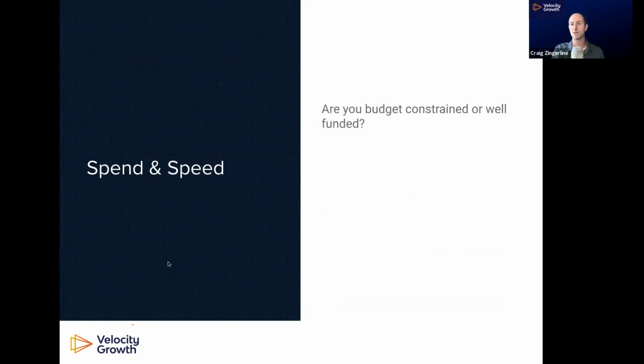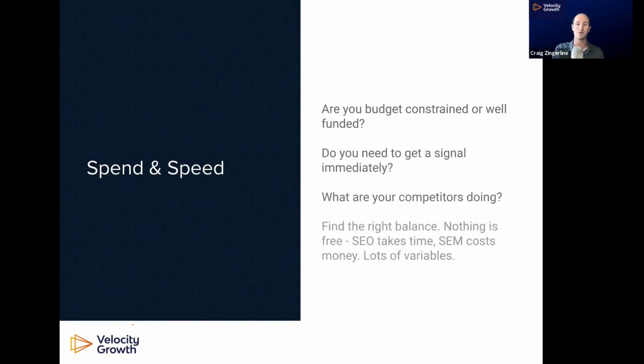Spend and speed. Are you budget constrained? Are you well funded? Do you need to get a signal immediately to appease investors? Are you trying to raise money? What are your competitors doing? You just have to find the right balance here. There's no right or wrong answer, but just remember that nothing is free. I hear a lot of founders say, well, I don't do any paid advertising. It's just not for me.